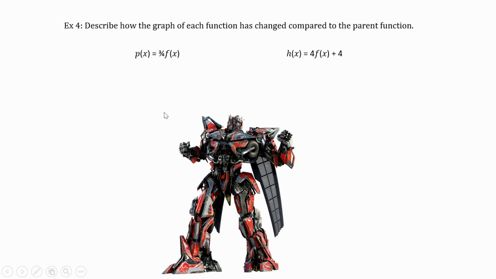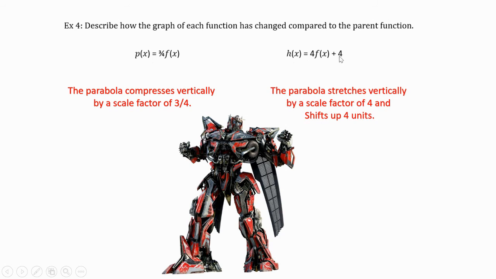Okay, so if you did that in your back, then you would see that this is a fraction smaller than 1 out front. So this is going to be a vertical compression. It's pushing away. And on this one, we see we have a 4 out front. And so that means it's going to be a vertical stretch. But we also have a +4 on the outside. If you recall, that means we shifted up 4. So this would be a vertical stretch, and then it shifted up 4 units.